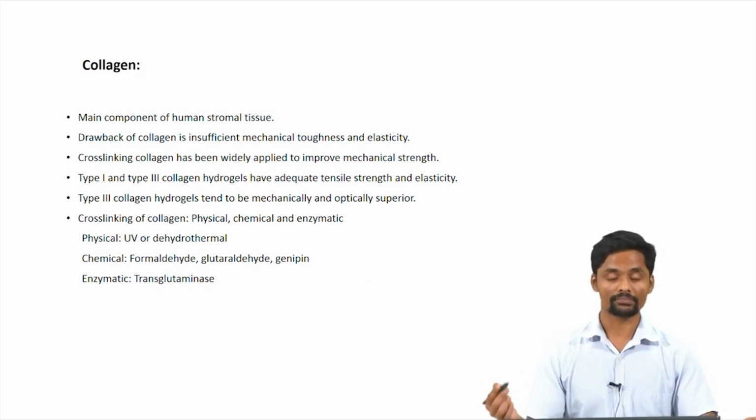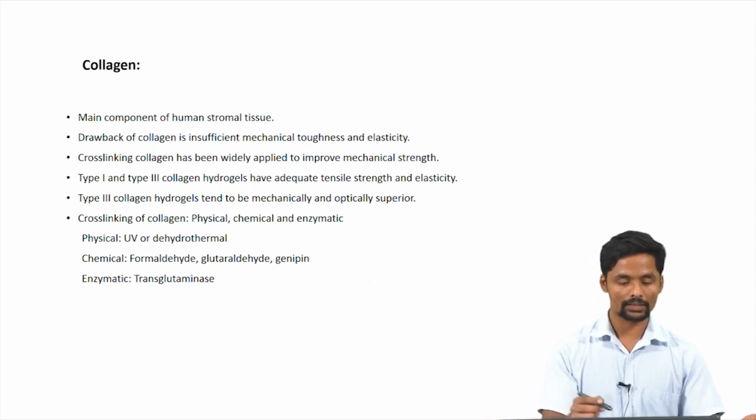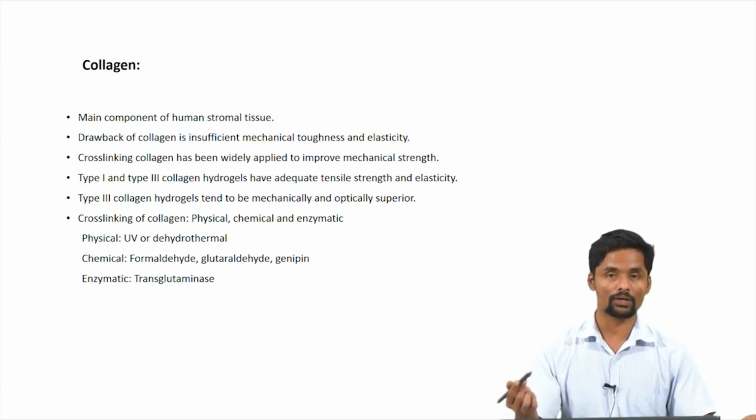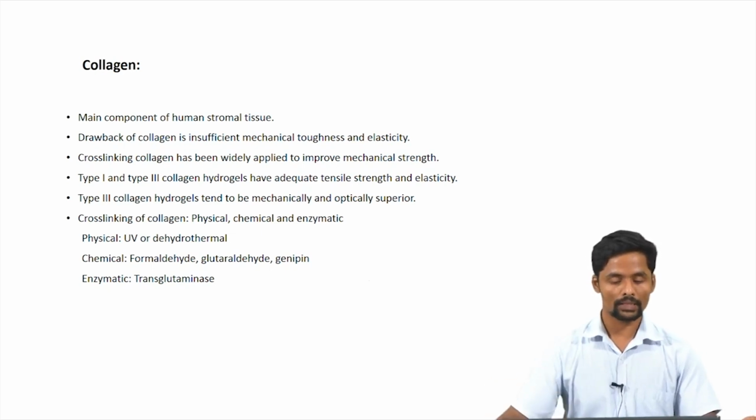The primarily used polymer is collagen. As we learnt in the previous session, in the stromal layer, collagen is the most predominant polymer present in the cornea, and it is the main component of the human stromal tissue. The drawback of collagen is insufficient mechanical toughness and elasticity that is required for corneal tissue.